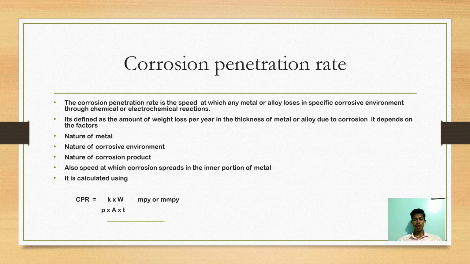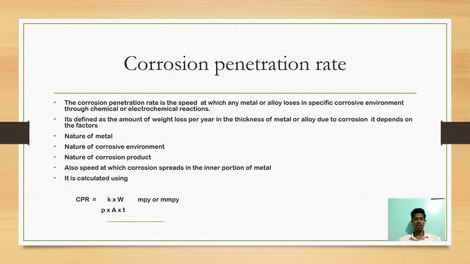So coming to the last part of this topic, corrosion penetration rate. The corrosion penetration rate, or CPR in short, is the speed at which any metal or alloy loses material in a specific corrosive environment through chemical or electrochemical reactions. It's defined as the amount of weight loss per year in the thickness of metal or alloy due to corrosion. It depends on factors like the nature of the metal, the nature of the corrosive environment, the nature of the corrosion product, and also the speed at which corrosion spreads in the inner portion of a metal.